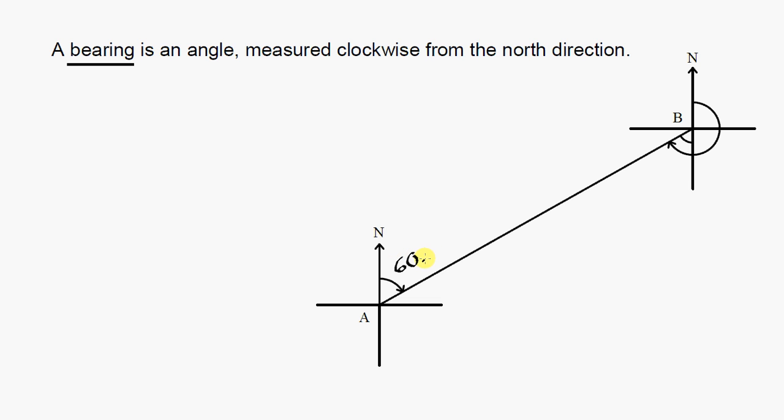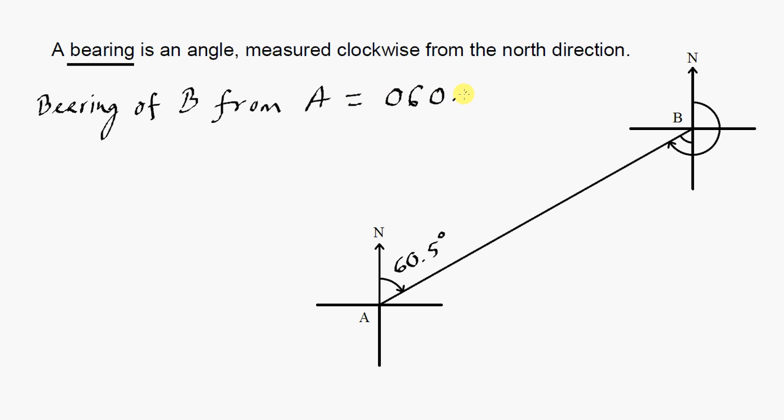Say this angle is 60.5 degrees. So we can write bearing of B from A equals 060.5 degrees. You have to remember that before the decimal point, this must be filled by 3 digits. 60 degrees here, so you have to fill by 0 to make it 3 digits.